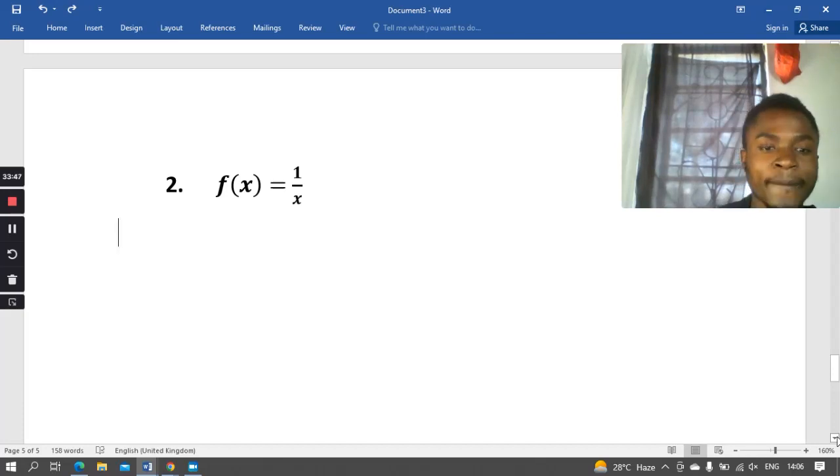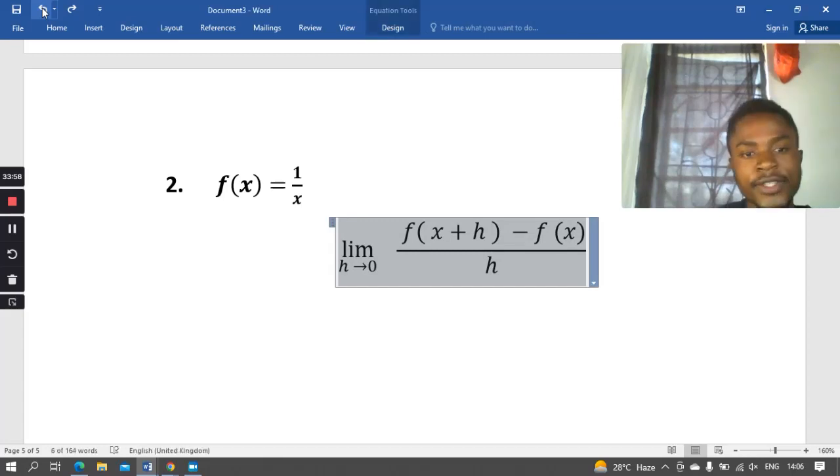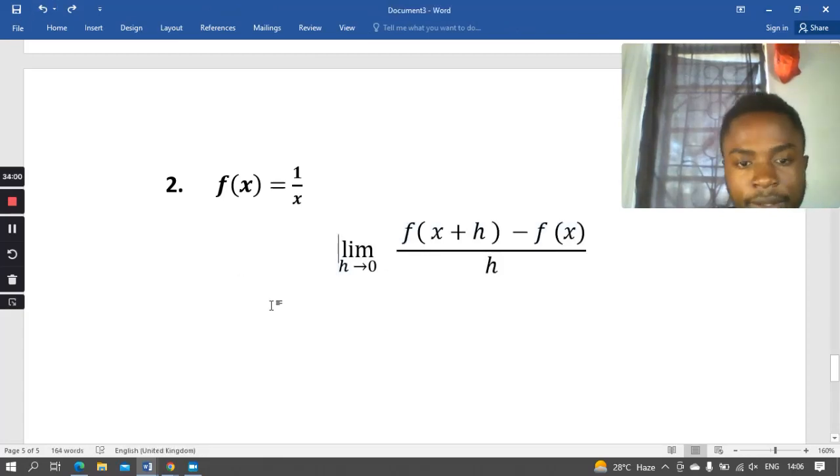So we have f of x is equal to 1 over x. As I have said, the first thing to do is to write the formula. So the formula is the limit as h approaches 0 of f of x plus h, minus f of x, over h.